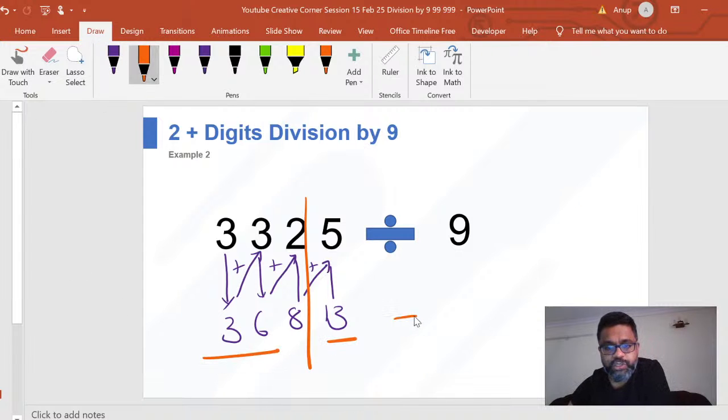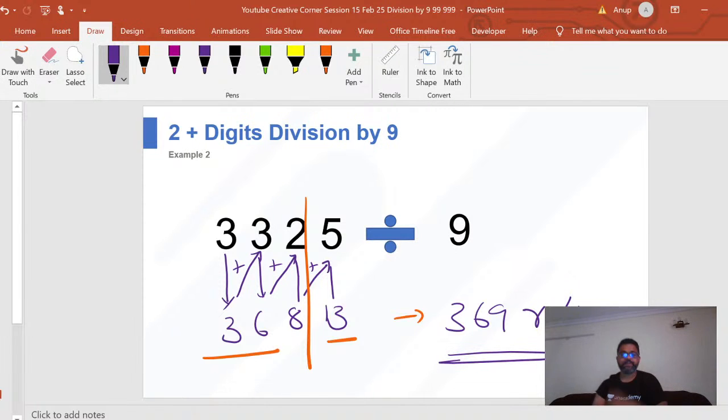But what you will do, you will give away one 9, right? You got to give away one 9, so it will become 369, remainder 4. That's your answer. Okay.